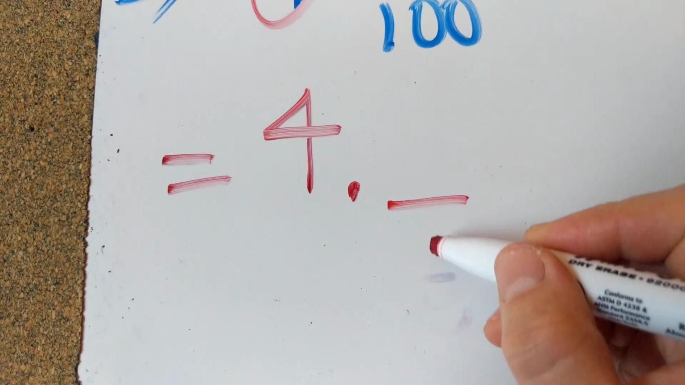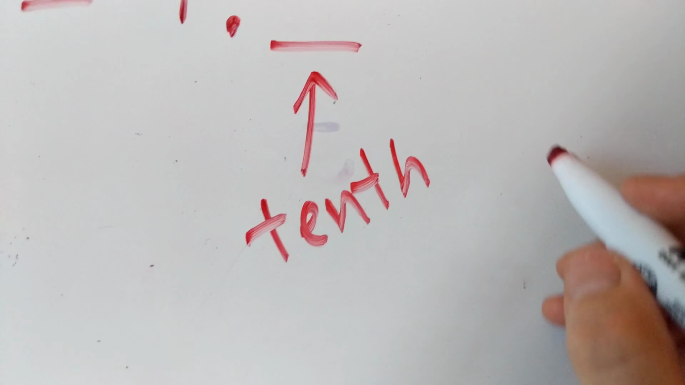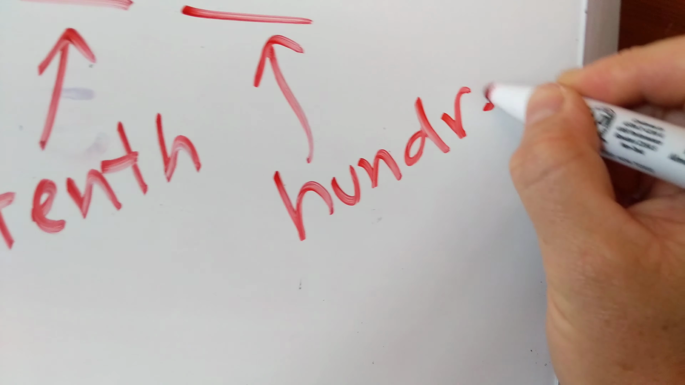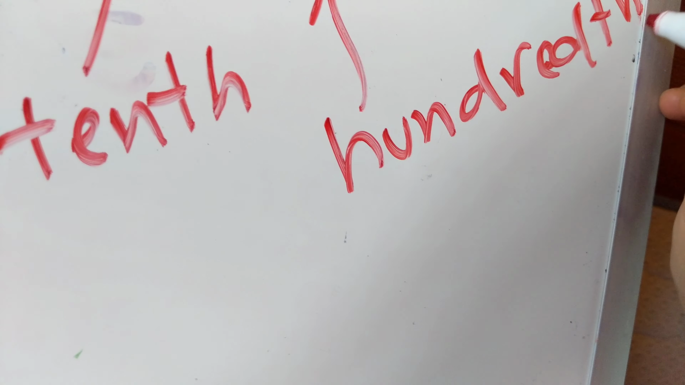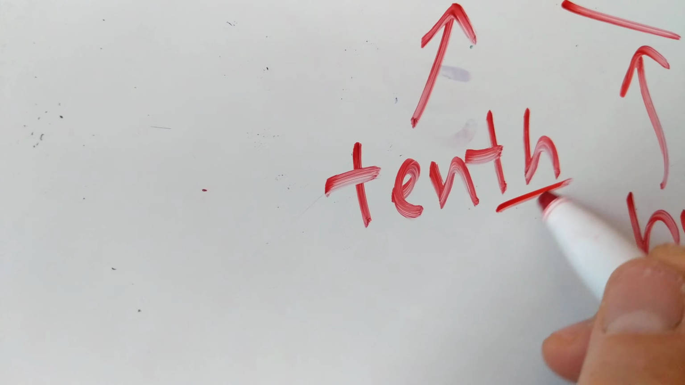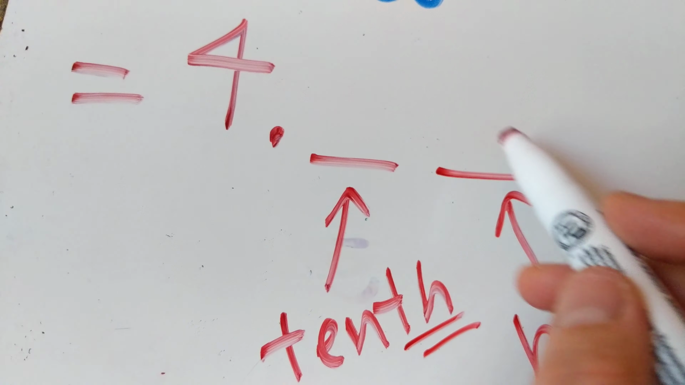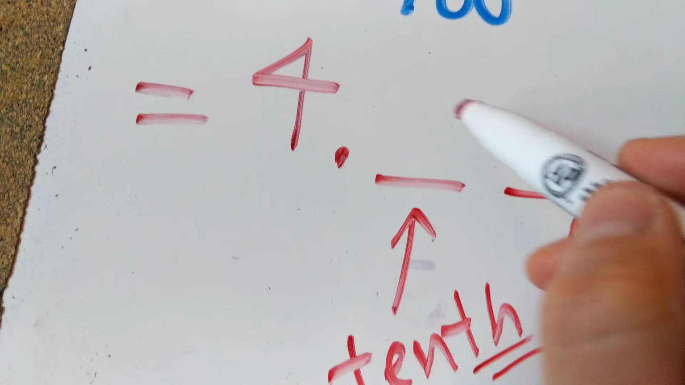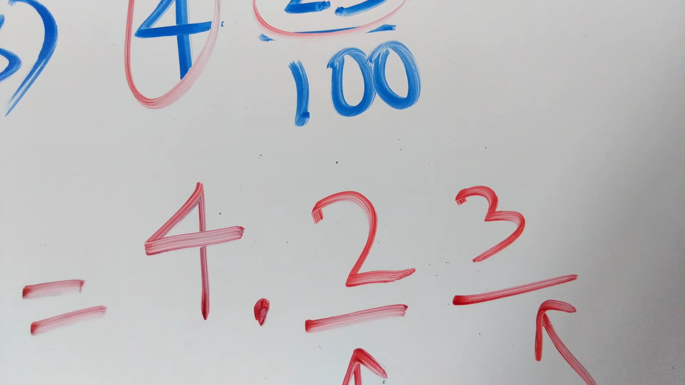So if this is the tenths place, and this is the hundredths place with a TH at the end, same as tenths with a TH at the end. We know we gotta fill up these 2 spaces. So these numbers will go here, 23. That is the answer, 4.23.